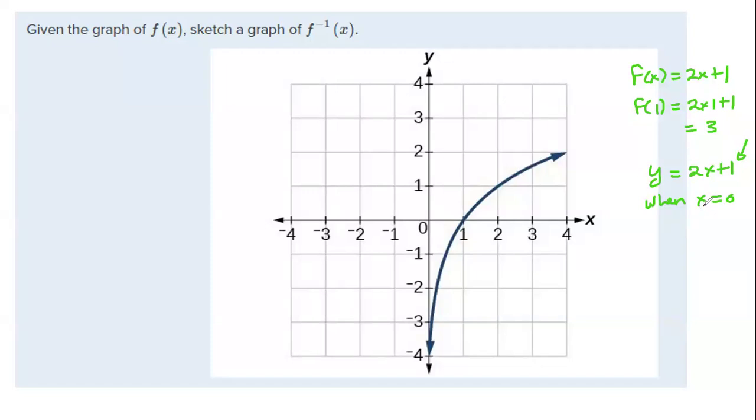Remember, feed in well. Where there is x, you put 0. It's 1. So that means it will be 0 and 1, your coordinate. What about when x is equal to 2? What do you have? It's 5.